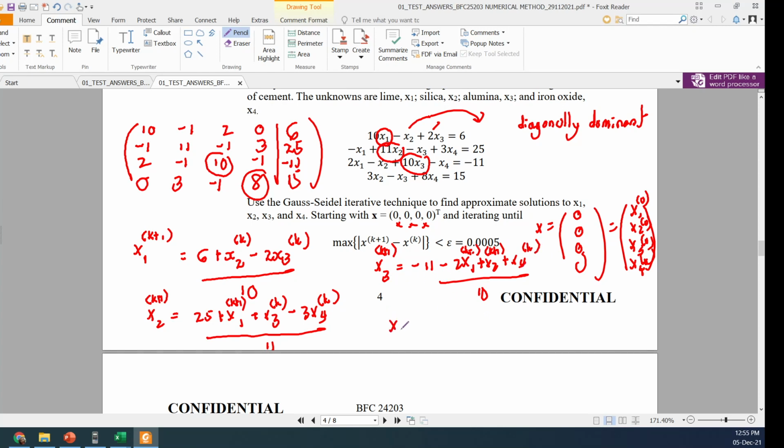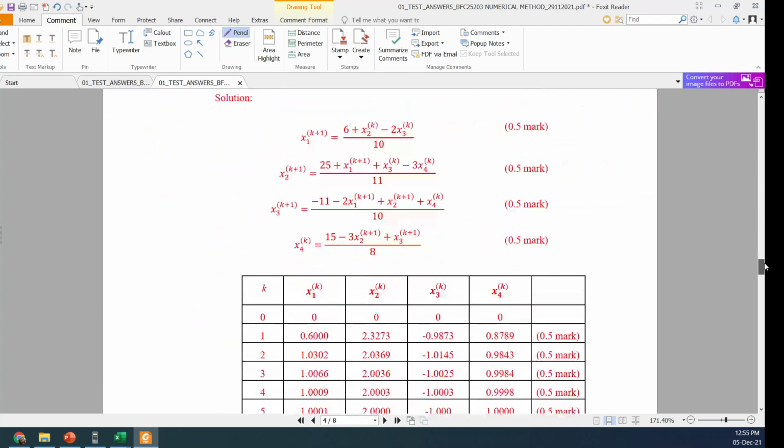And then go to the last equation, solve for x4. So you have 15, this minus becomes plus, and then divide by 8: 15 minus 3x2 plus x3, divided by 8. x4 at k plus 1 means the new x4. x2 you have a new one, so k plus 1. x3 got a new one, so k plus 1. That's why you got this.